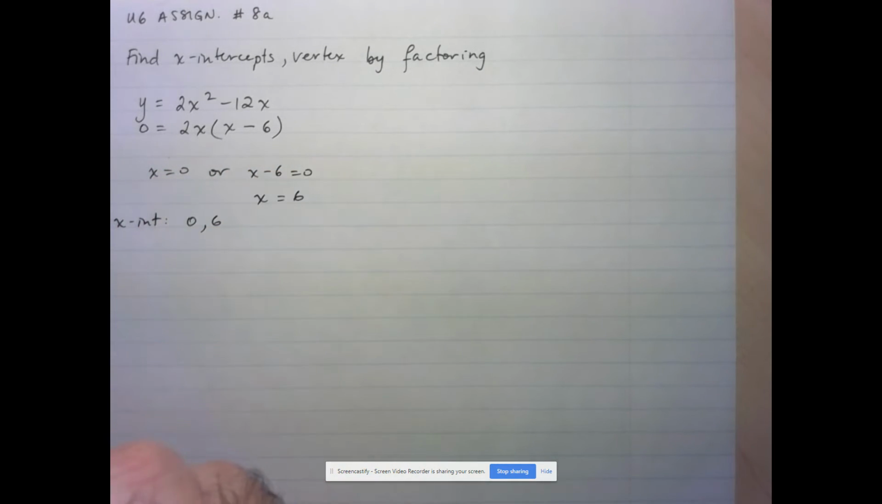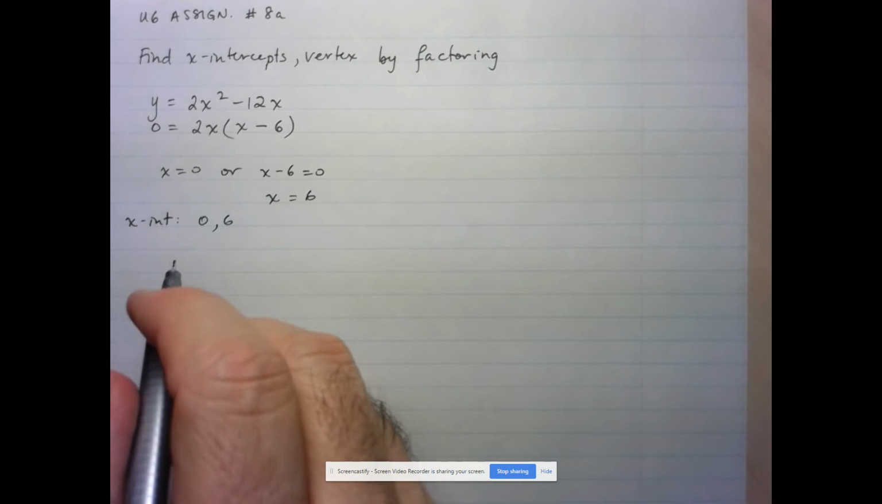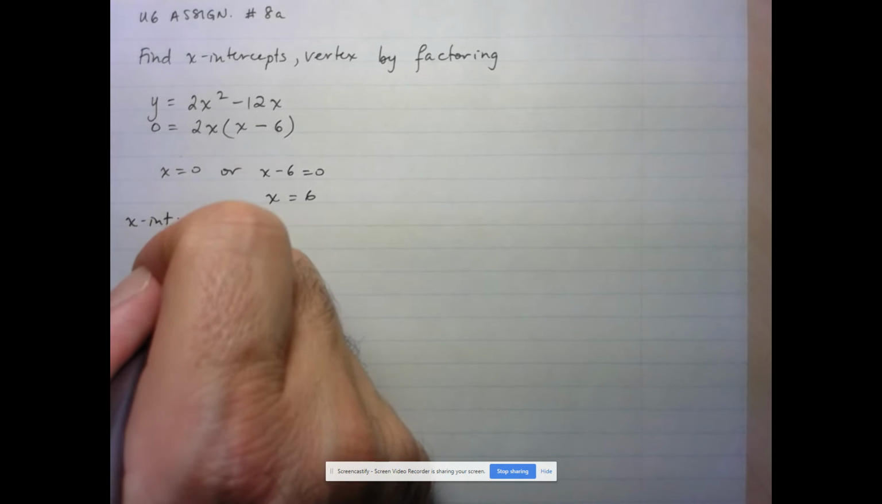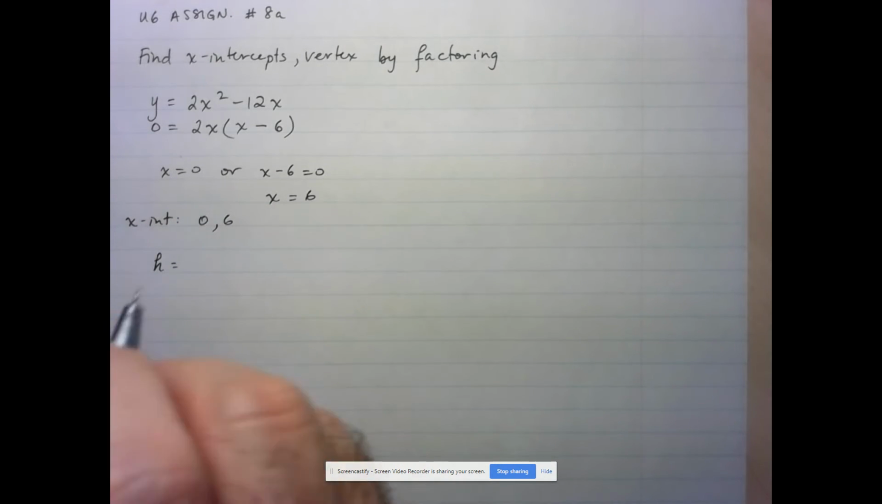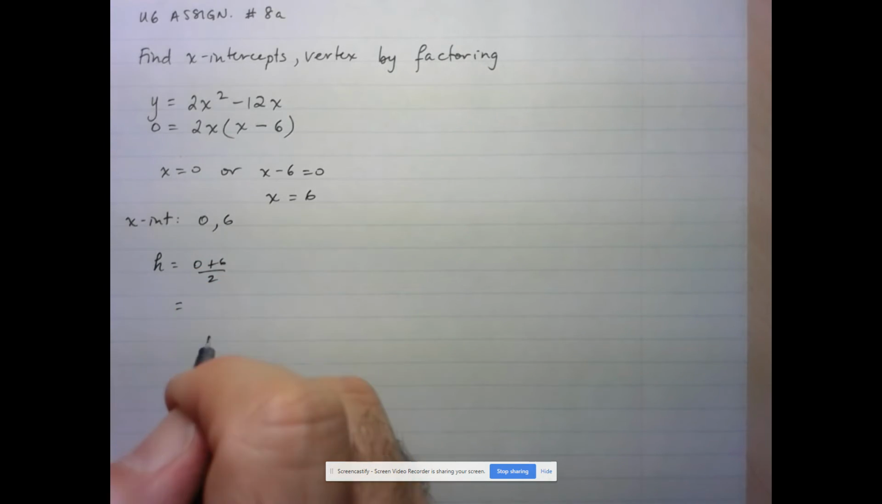0 and 6. Once we have the x-intercepts, we can find the vertex by first finding the x value of the vertex, which of course we call h, which is just the average of these two: 0 plus 6 divided by 2, so that's 3.